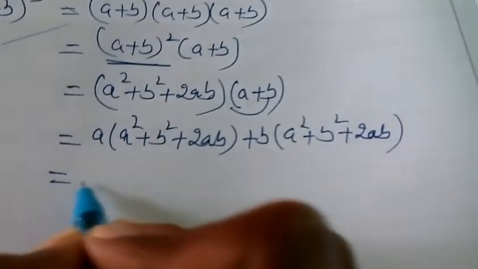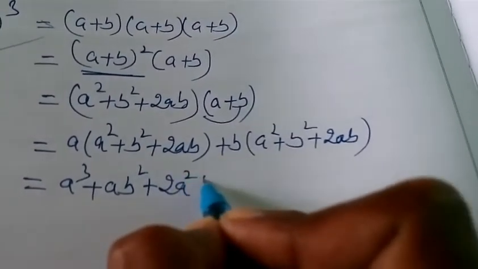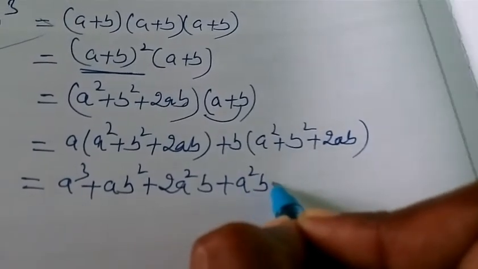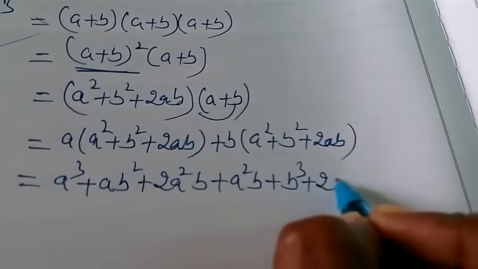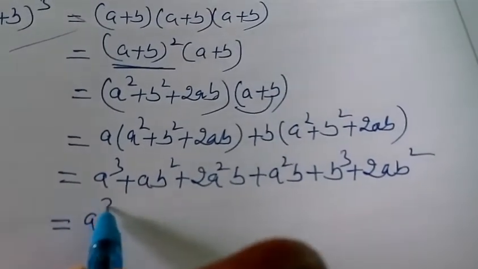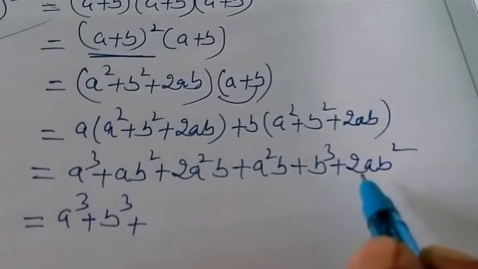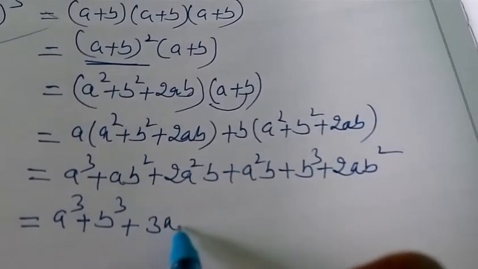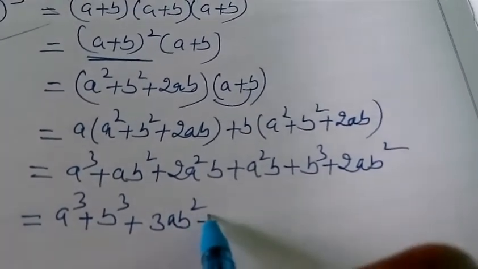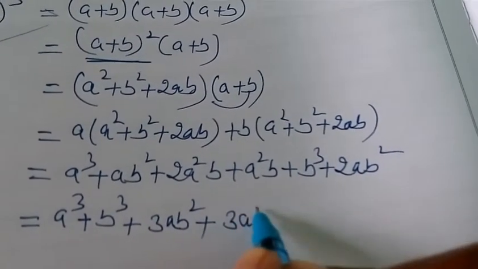I'll get a raised to power 3 plus ab square plus 2a square b, plus a square b plus b cube plus 2ab square. Now simplify it more. You'll get a cube plus b cube plus ab square and 2ab square, which becomes 3ab square, plus 2a square b plus a square b, which becomes 3a square b.